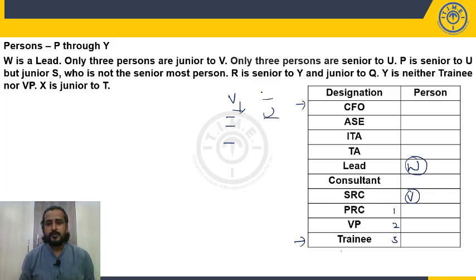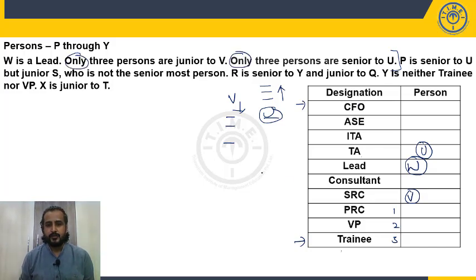So before U, how many will be there? Only 3 will be there. U is the fourth senior: first, second, third, fourth team leader. So it is U, so I am able to fix. All these are direct clues. But here the important keyword is "only". You must know regarding this.